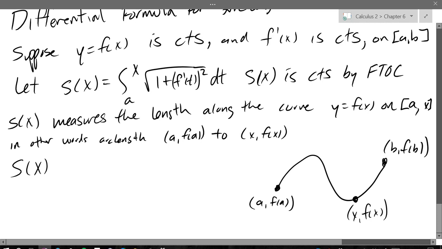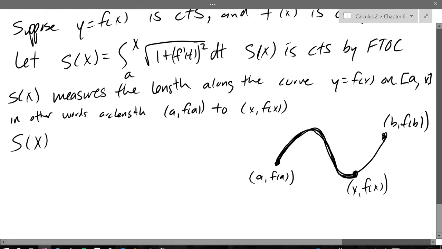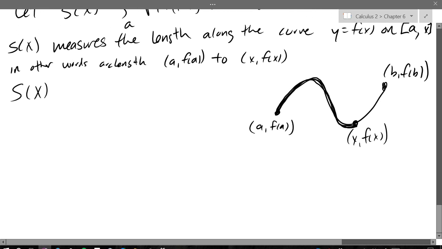So we're getting in this case the arc length of part of the curve. So not the full arc length, but the arc length of this portion of the curve. We can move x around if we want to. So s of x is the arc length function.